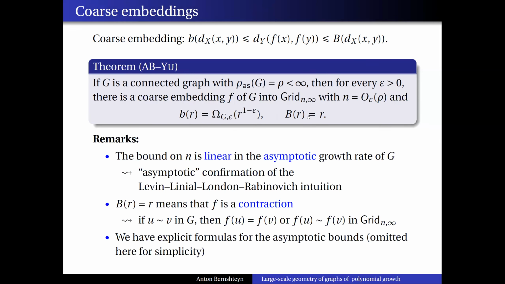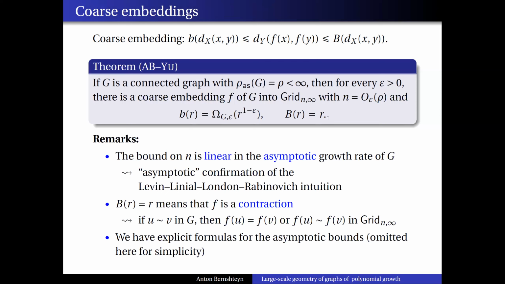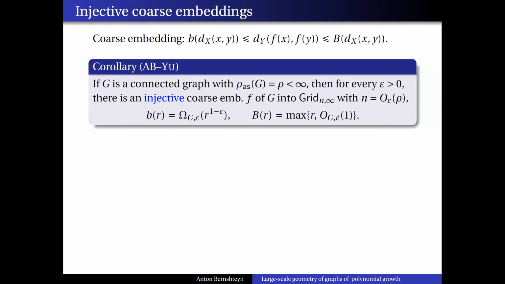If you compare it to the previous statement, there the function was a contraction. If you want it to be injective, you cannot make it a contraction anymore because you have no control on the exact growth rate. So in principle you need to allow distances to increase, but not too much. You can get this function to be something like a contraction for all large enough values of r. So the distance between the images f of x and f of y is bounded by either some constant or the distance between x and y. That's what this is saying.